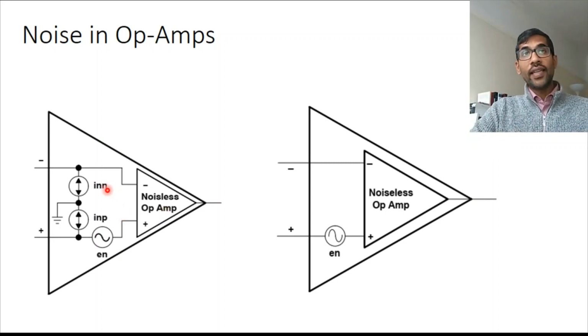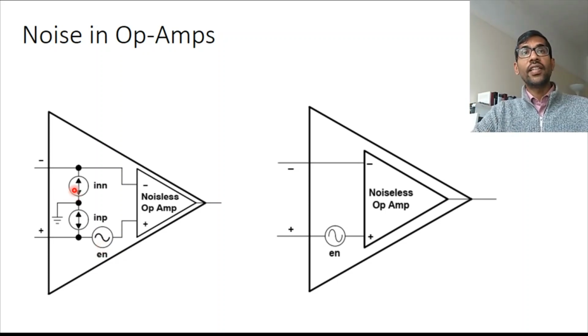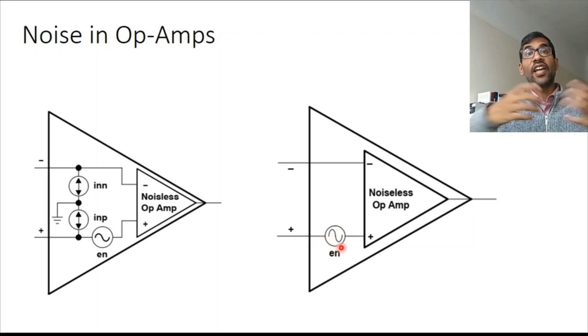The values of INN, INP, and En can actually be found in the datasheet of op amps. Usually, what we find is INN and INP are much smaller than the voltage noise. So we may ignore these, and for the purposes of our course, we can imagine our op amp noise model to be just this voltage noise. Along with the noiseless op amp, we have this voltage noise added on, which you would have to account for.